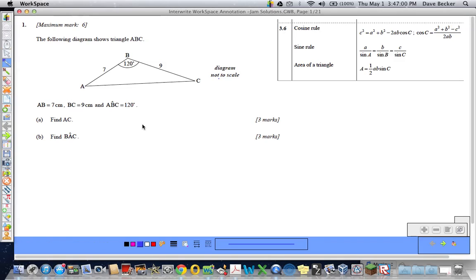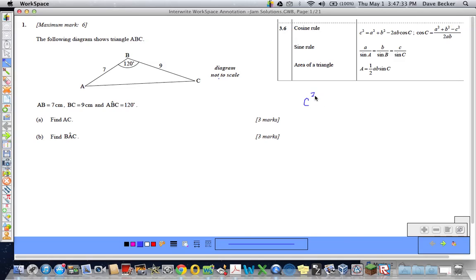So, number one, hopefully this is very easy for you. The following diagram shows triangle ABC. It gives all the labels, angle, and side lengths, and it wants us to find AC. I have two sides and an included angle, so that is screaming cosine rule, which is on your formula sheet. Very simple, very easy. C is the side opposite the angle. A and B are the lengths of the sides that form the angle.